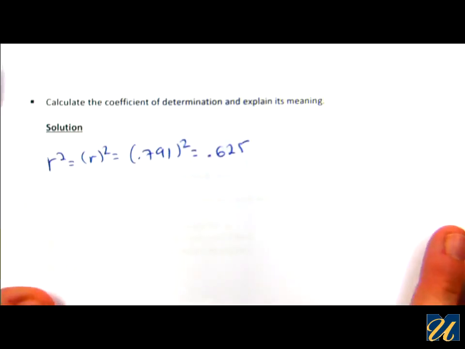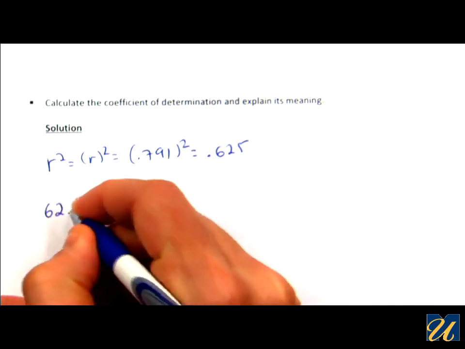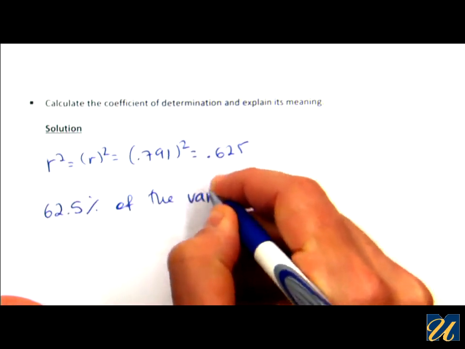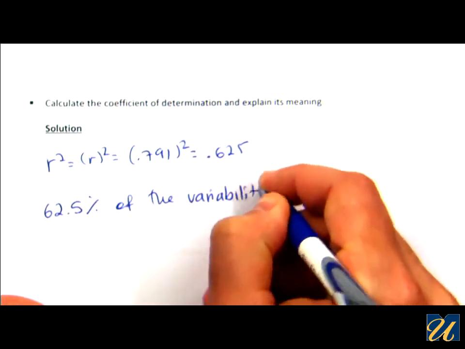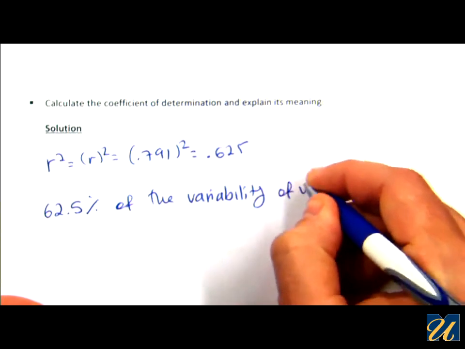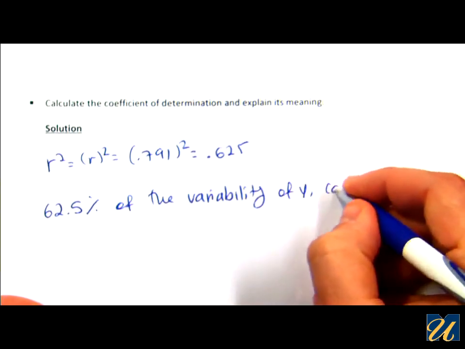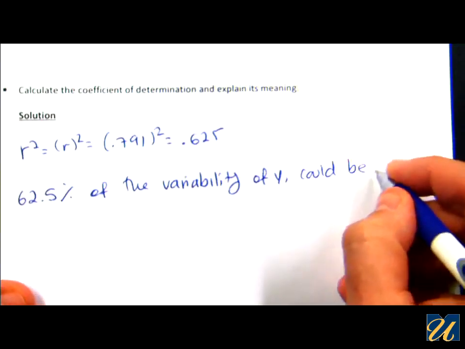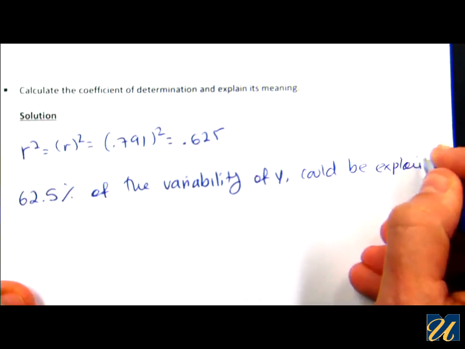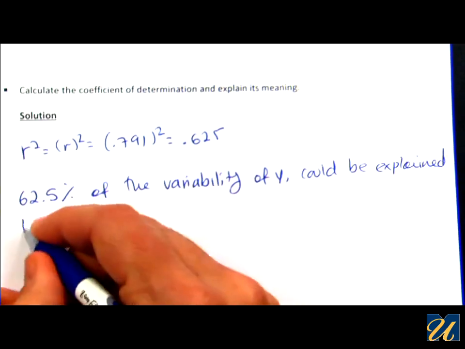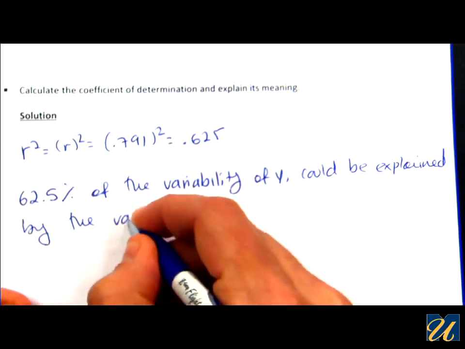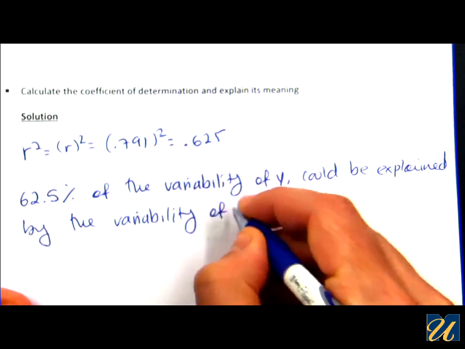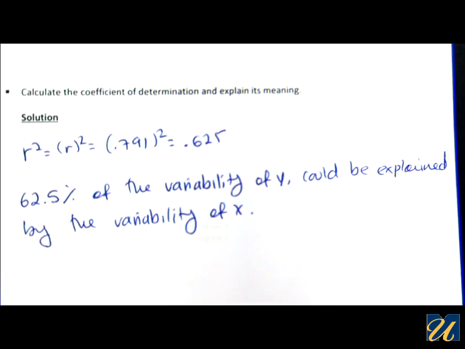0.625, if you were to interpret it, you would say that 62.5% of the variability of y could be explained by the variability of x.